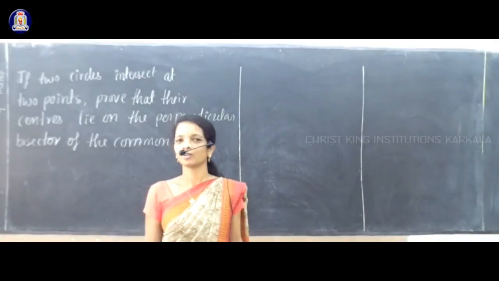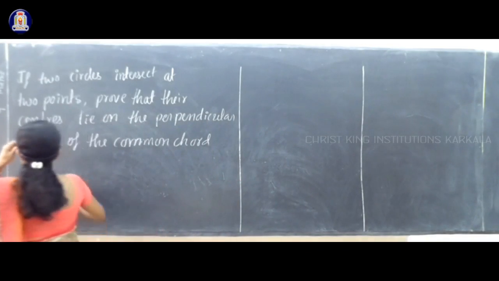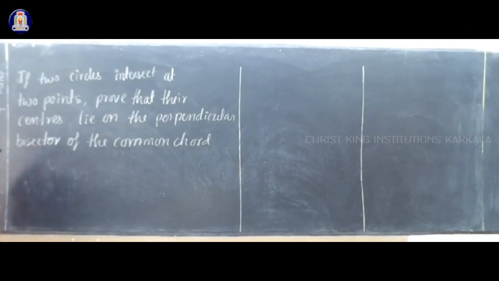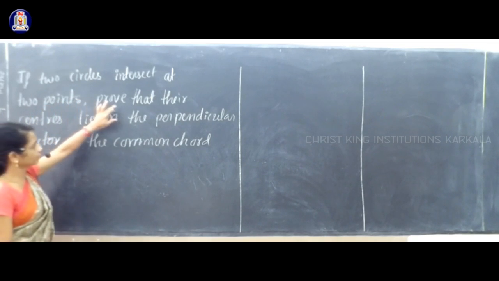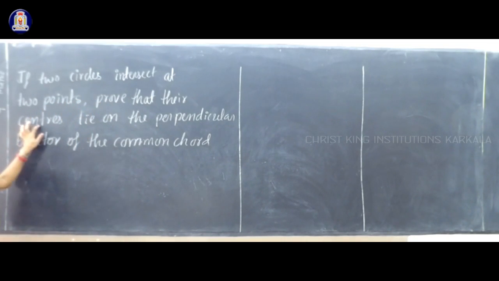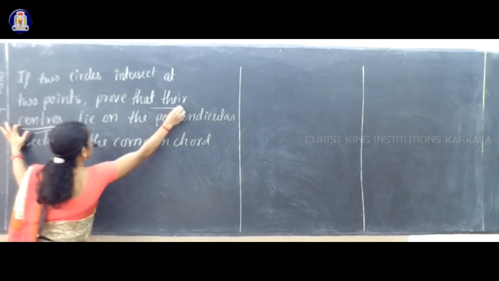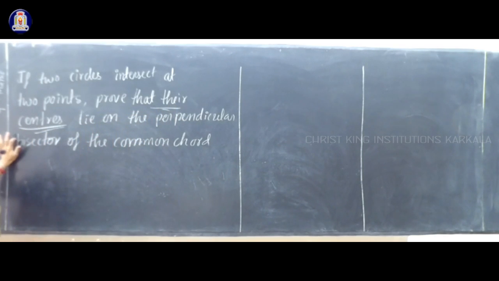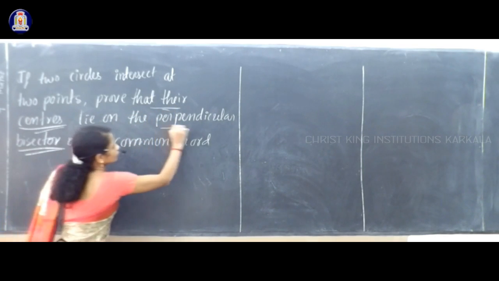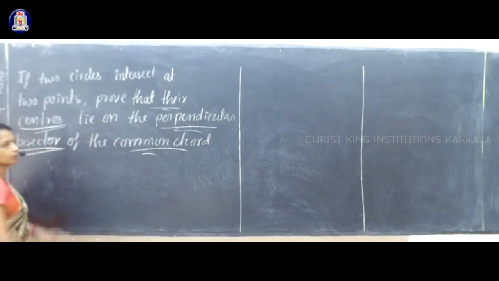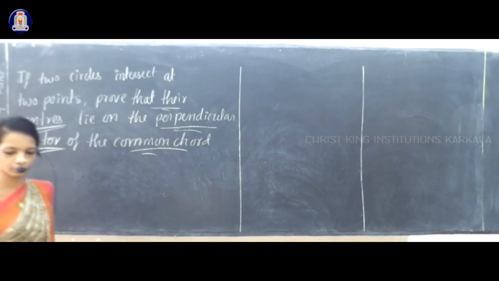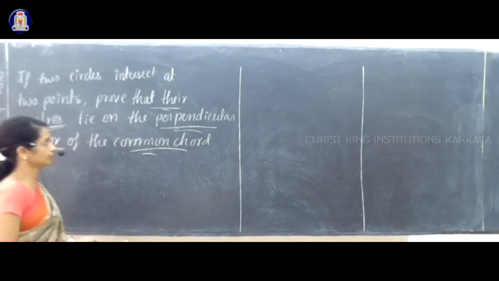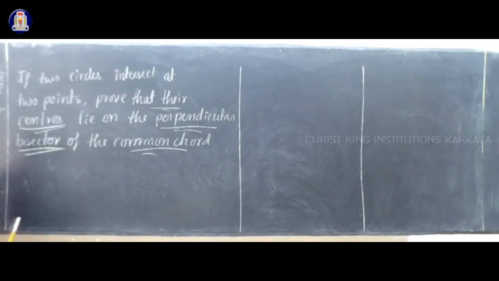Next problem is: if two circles intersect at two points, then prove that their centers lie on the perpendicular bisector of the common chord. That you have to prove. Okay, the figure is not given to you. You have to draw one rough figure. How do you have to draw the figure?